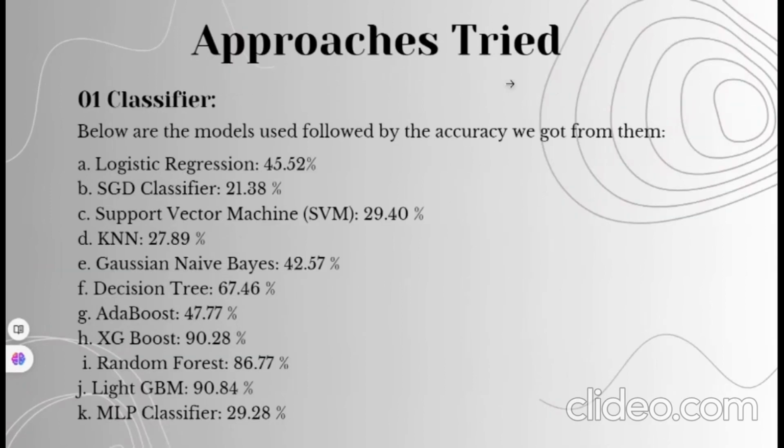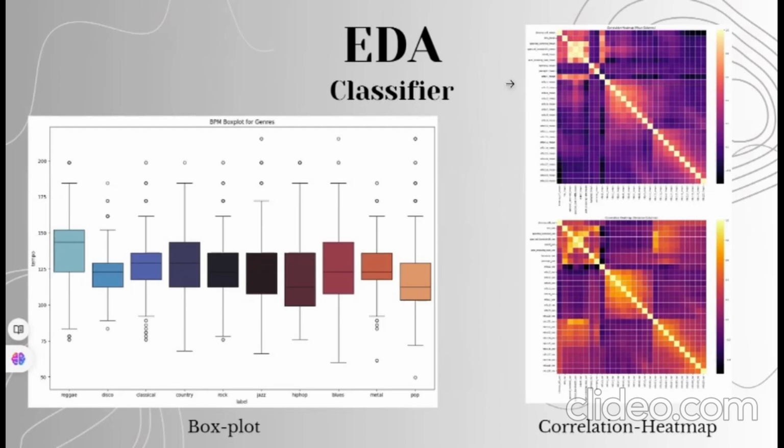So for the first part, the classifier. We applied these models, and following are the accuracies we got from them. We can clearly see that for the LightGBM model we got an accuracy of 90.84%, which is the highest among all. We did some hyperparameter tuning over it, and in the end we got an accuracy of 92.43%.